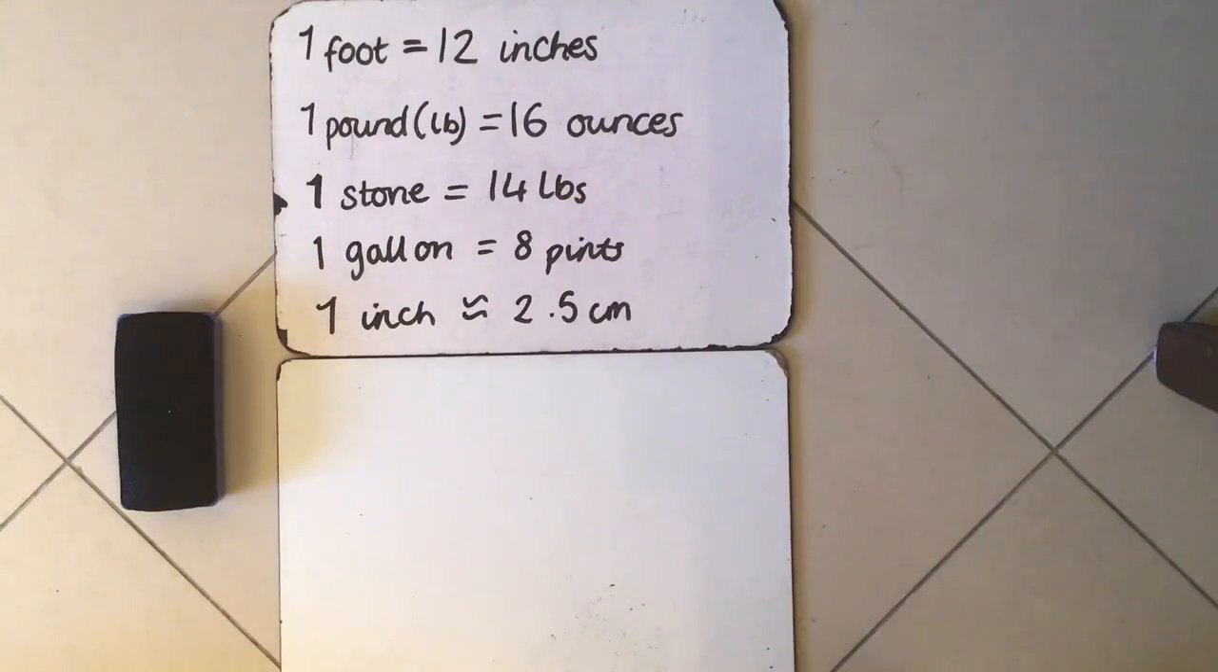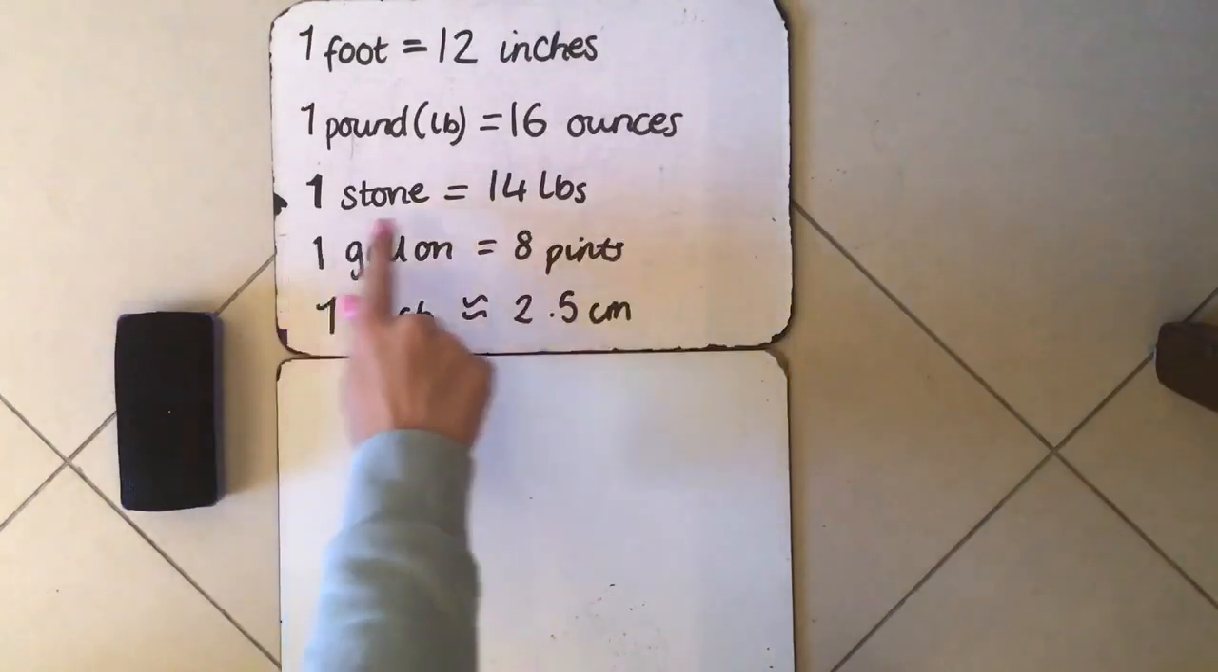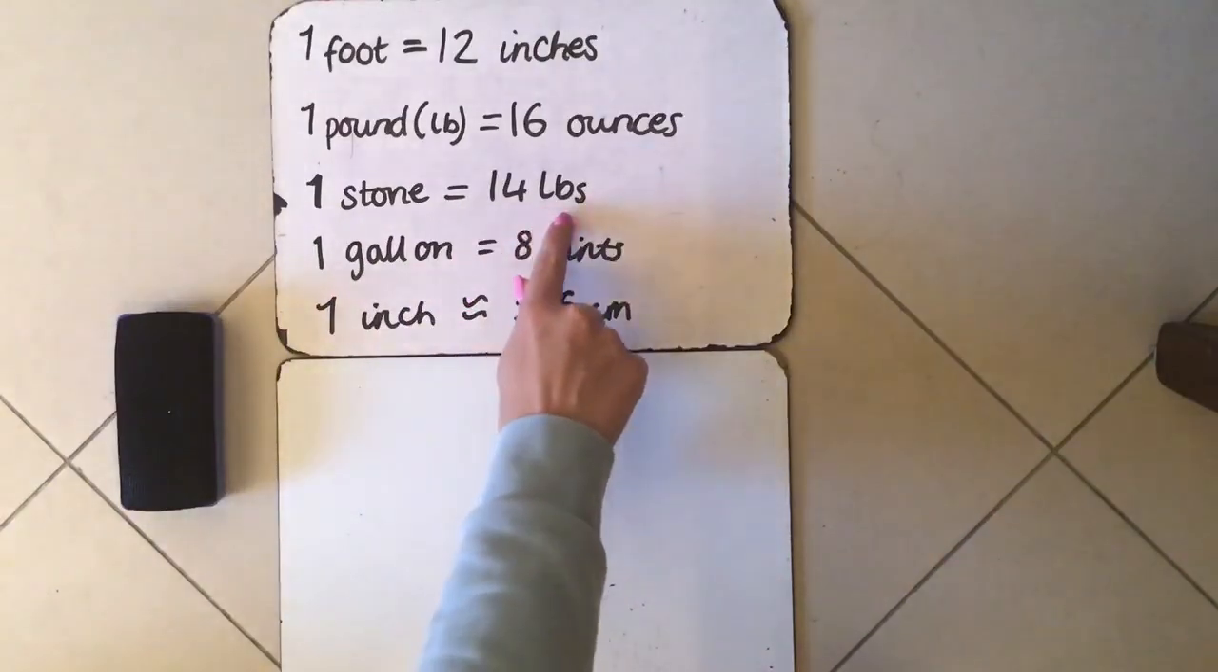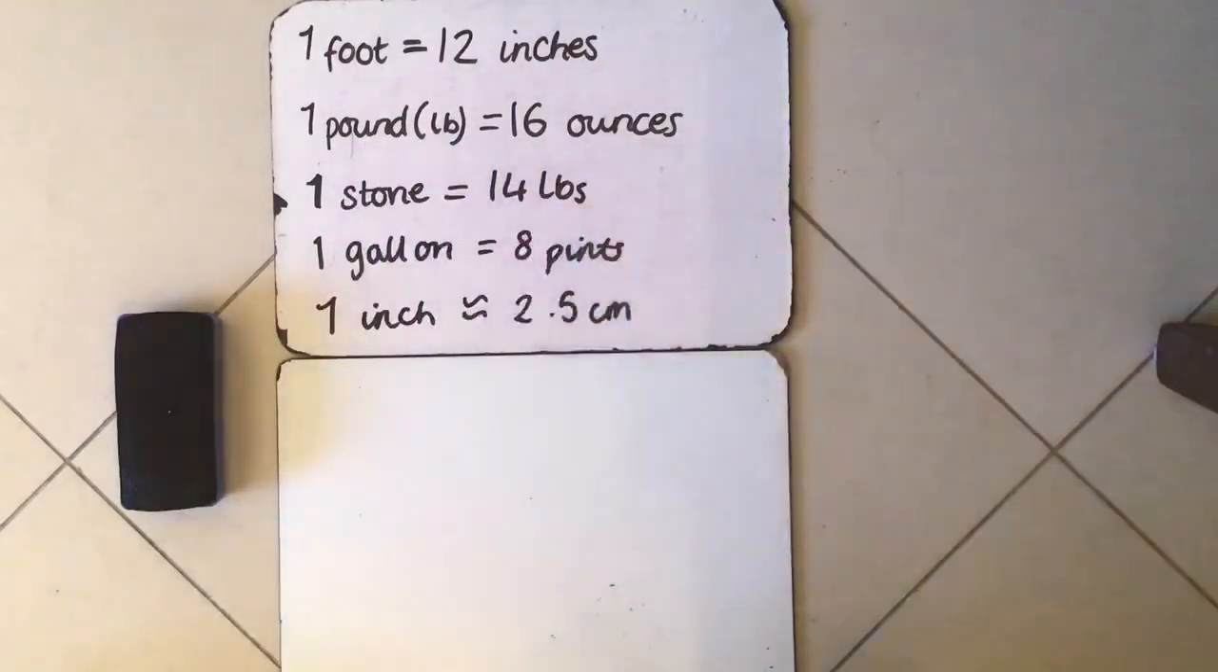Another weight you might be familiar with is stone. A lot of people in the UK weigh themselves in stone, which is the same as 14 pounds. I've written as LBS there. And there's 14 pounds in a stone. The next one I've got on the list is a gallon, which is an amount of a liquid, and that's the same as 8 pints, and that's another form of liquid. You've probably heard of pints being used before as well.